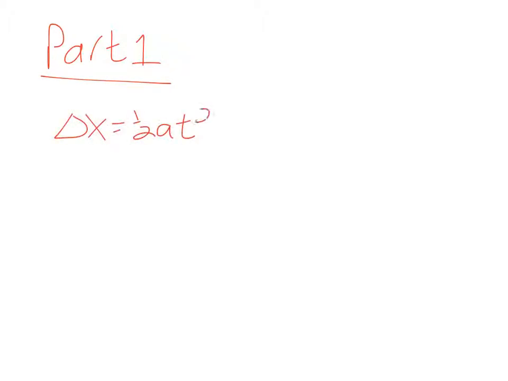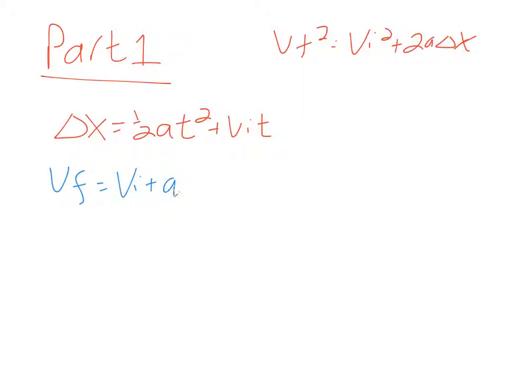So starting with part 1, we're given final velocity, initial velocity, and time. What we're looking for ultimately is delta x. Both equations that have delta x in them have acceleration. So we have delta x equals 1/2 at squared plus v initial t, or v final squared equals v initial squared plus 2a delta x. So in order to find delta x, I'm going to need acceleration. The only other equation we have left to find acceleration is v final equals v initial plus at.